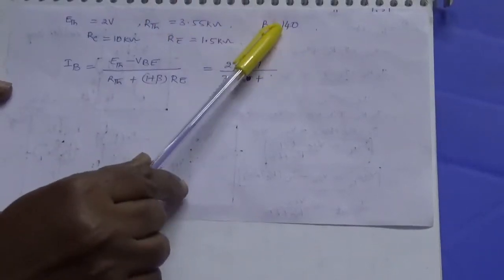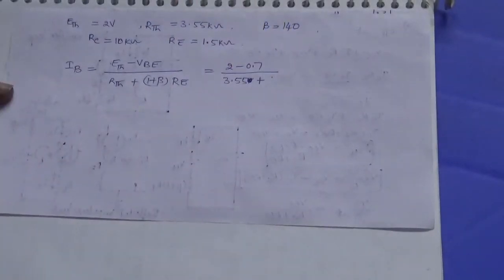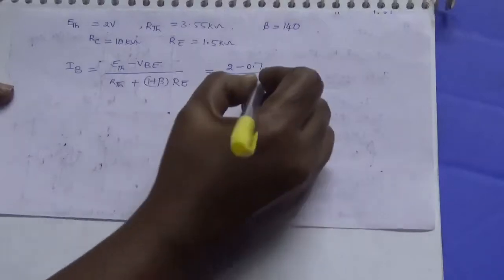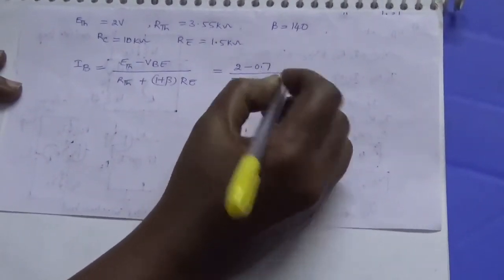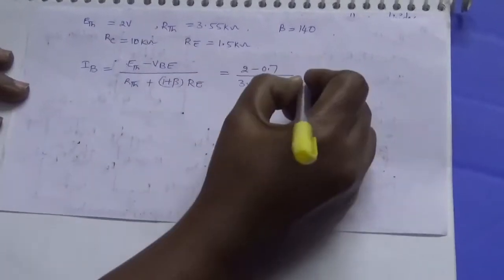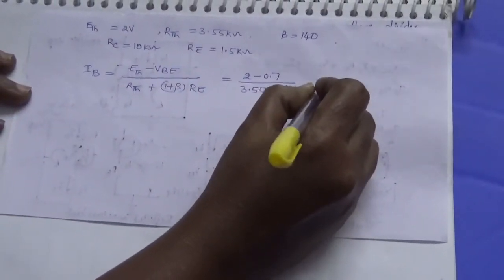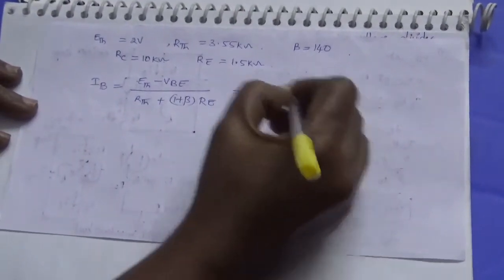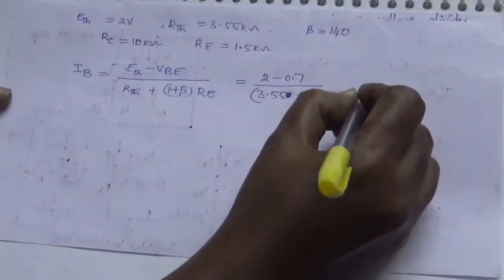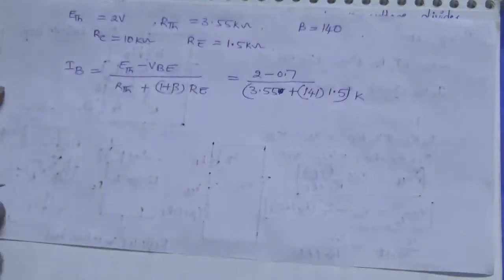Beta value is given as 140. So I substitute 140 plus 1, 141. What is RE? RE is 1.5 kilo. So we decided to take the whole 1.5 kilo outside. So it is kilo.